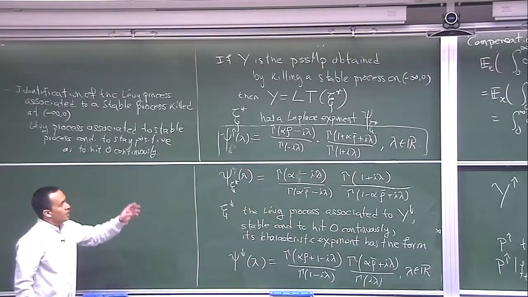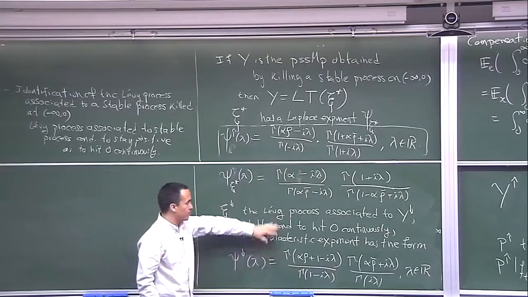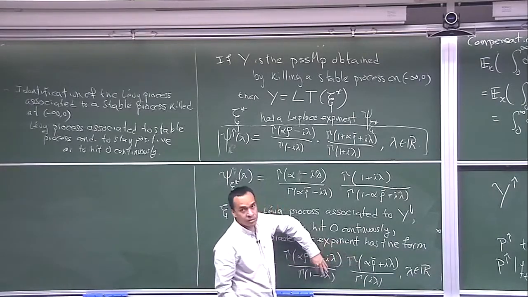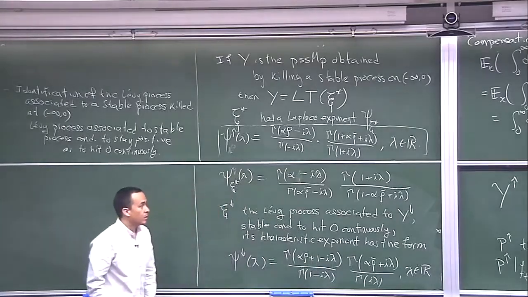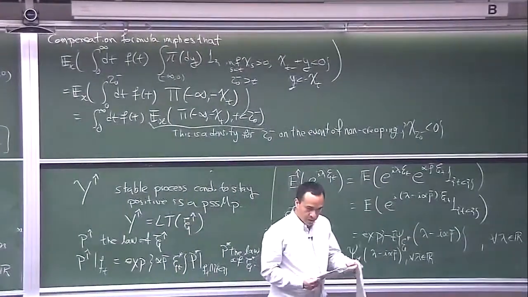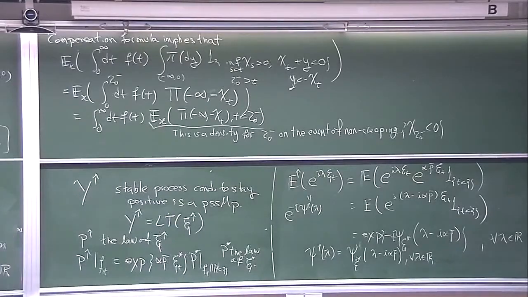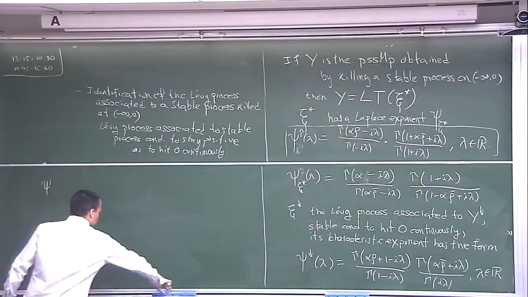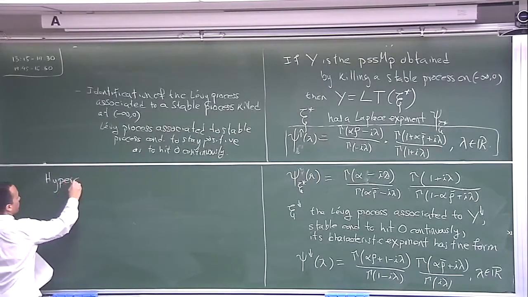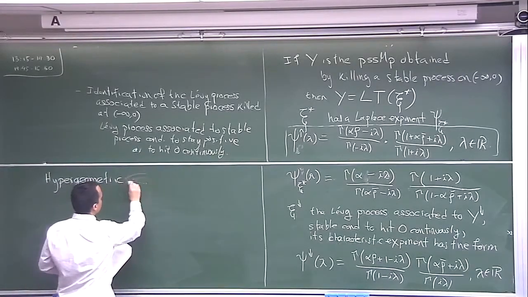And if you see, all these three processes share that they are the product of quotients of gamma functions. And that was something that was observed by Alexei Kuznetsov, and that motivated the introduction of hypergeometric stable processes, hypergeometric Lévy processes.